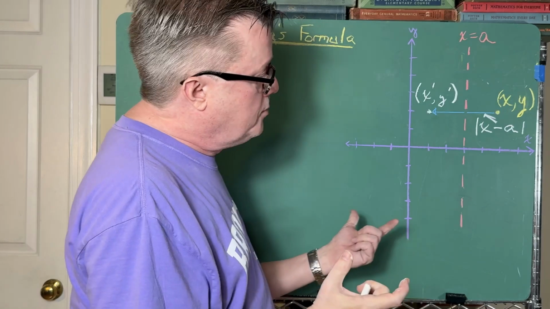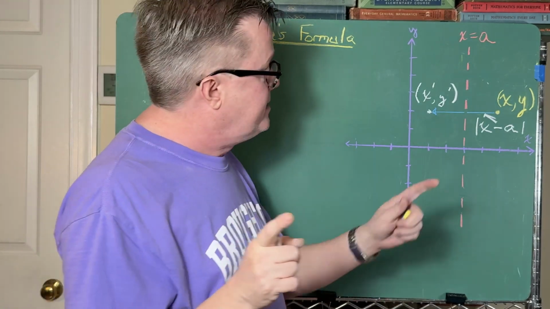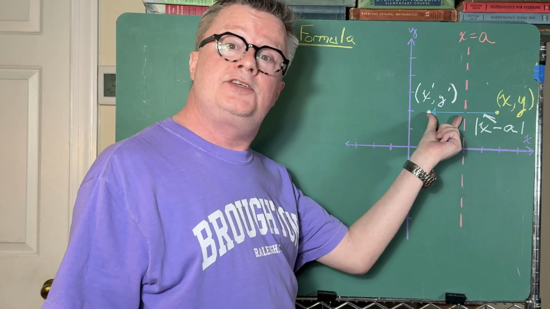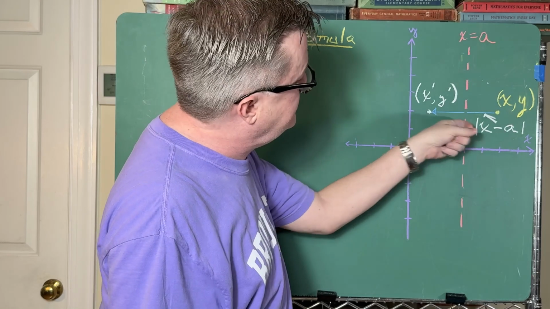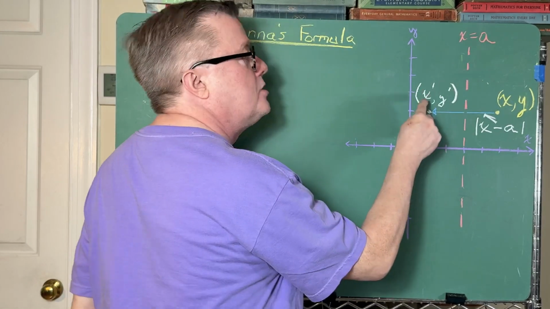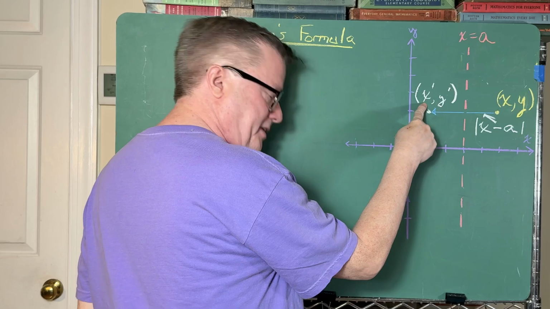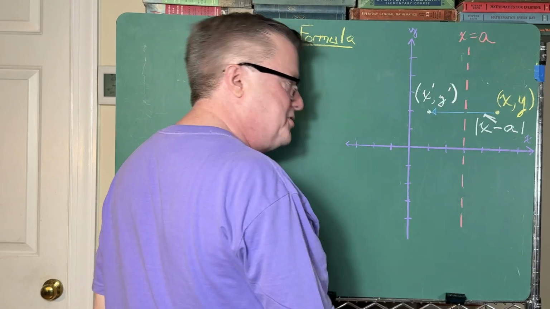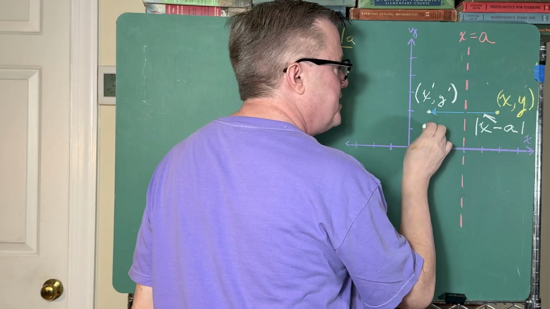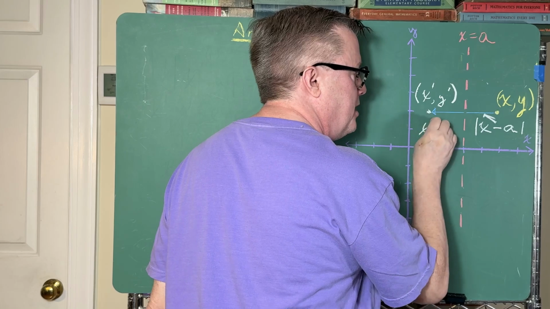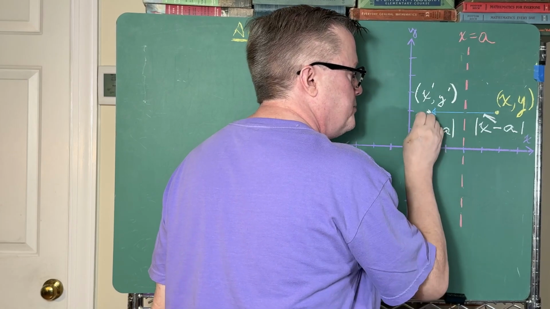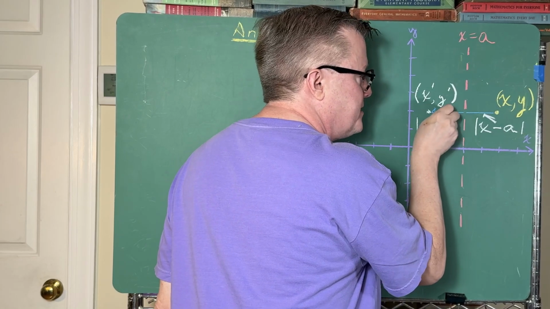We calculated that a moment ago. We know that distance has to be the same as this distance here. But what is this distance? This distance is the x-coordinate of the point minus the reflection line, in this case, x prime minus a in absolute value bars. That's that distance.